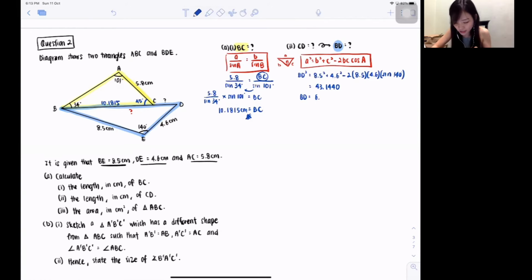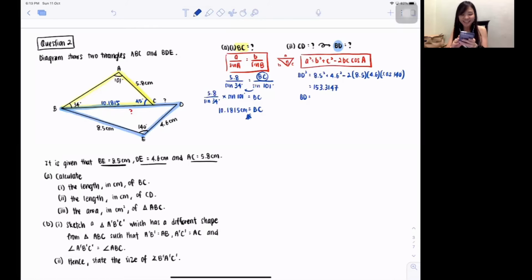Do you guys get 6 point something? Sorry, I realized I must be pressing something wrongly. That's why my answer is a bit weird. Oh, you guys must be thinking, why is this teacher so funny? Guys, this is the cosine rule. Why did I copy sine? Maybe some of you tried to shout, teacher, you copied wrongly. Yeah, now I realize.